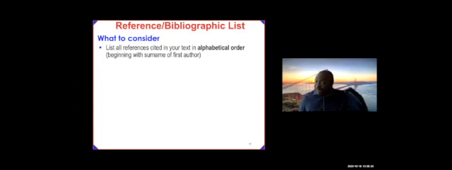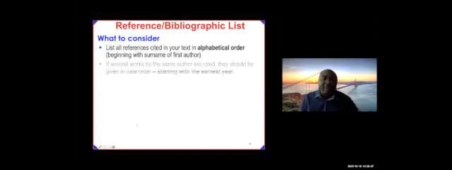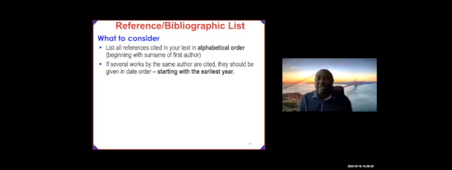But if you are not using that format where you indicate the number in the main text and then the number in the reference list, then you don't need to number them. So you do them in alphabetic order. If several works by the same author are cited, you should give them in the order of the date, starting with the earliest year.